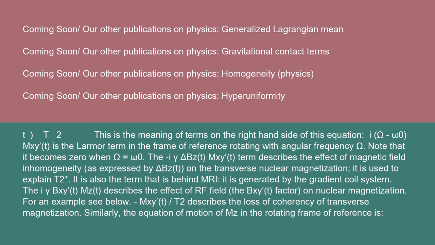The iγBxy(t)Mz(t) term describes the effect of the RF field, the Bxy(t) factor, on nuclear magnetization. For an example, see below. Mxy(t)/T2 describes the loss of coherency of transverse magnetization.